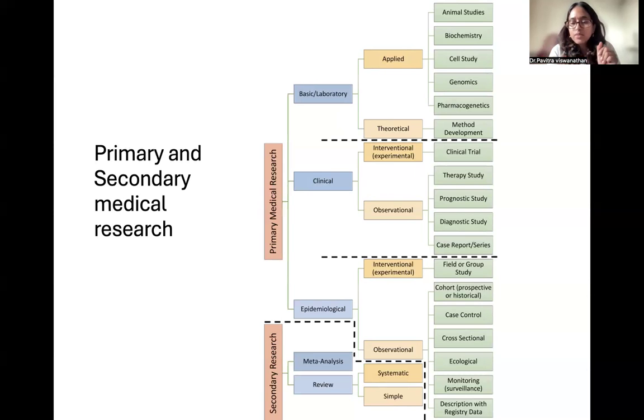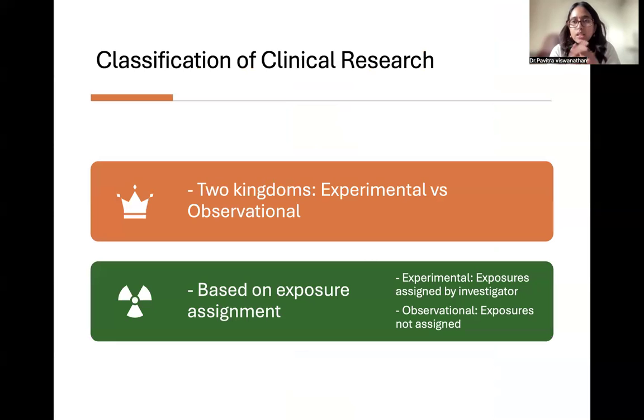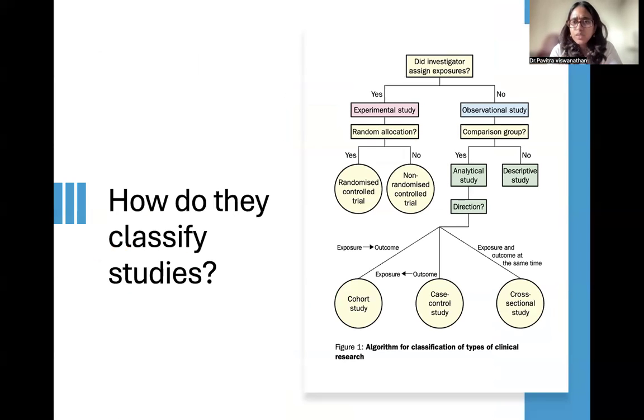So how do you classify this clinico-epidemiological study? There are two kingdoms to this. One is experimental, the other one is observational. How do you decide whether it is experimental or observational? It is completely based upon whether exposure has been assigned or not. When exposure is assigned by the investigator, it becomes experimental. When it is not assigned, it becomes observational.